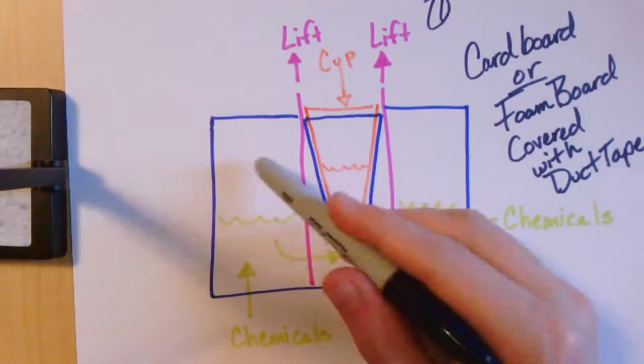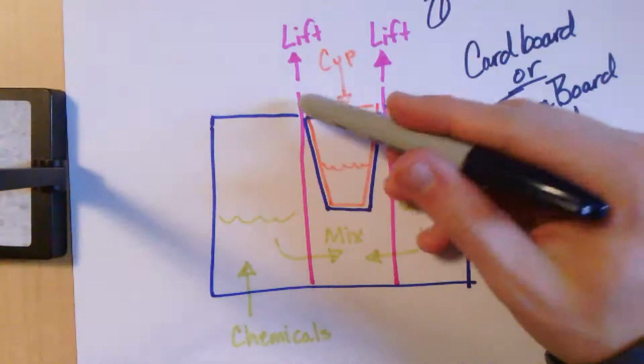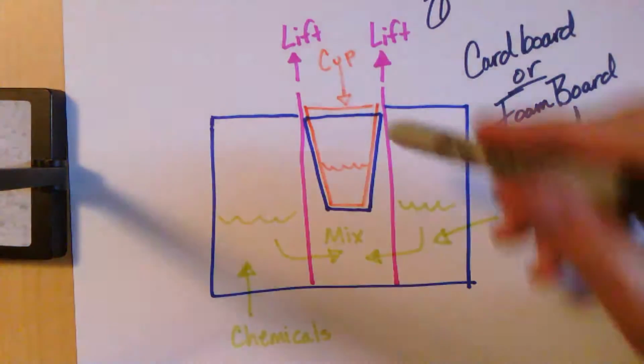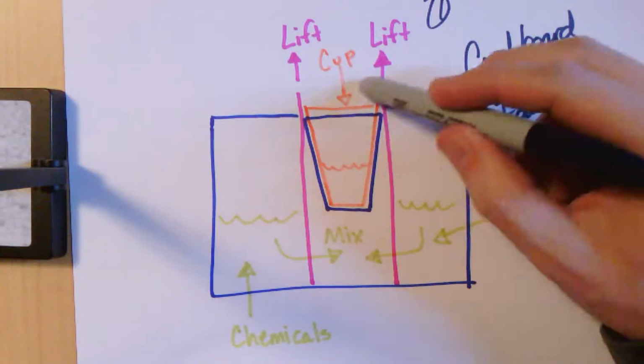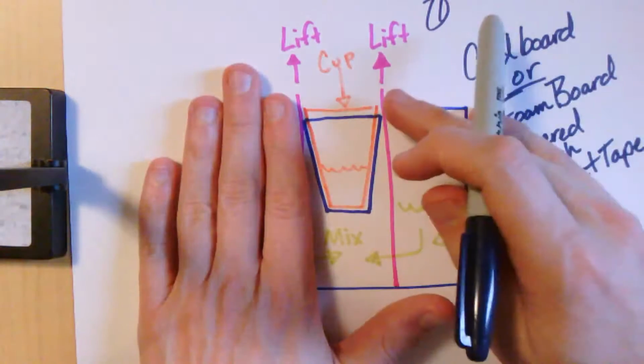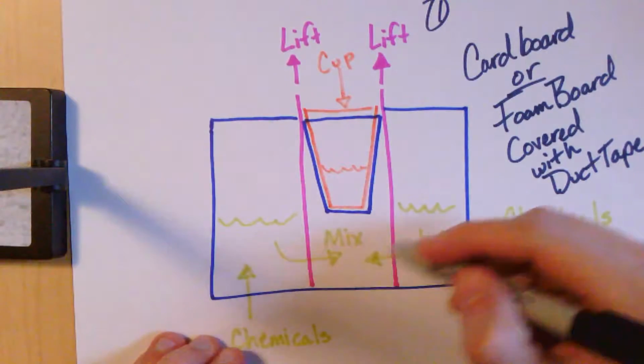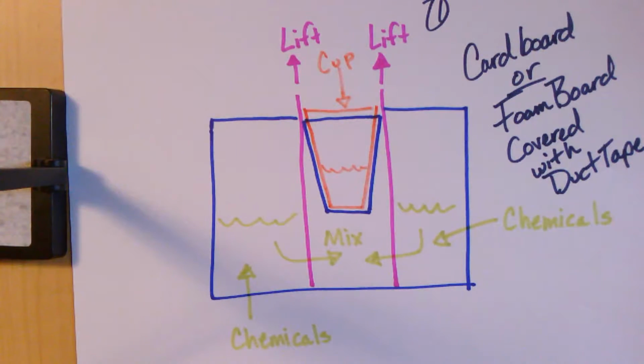You build this out of cardboard or foam board covered with duct tape in order to keep it waterproof. You put 2 sliding lift gates right here. You put the cup of your water in right here. You mix up the chemicals. You pour them in. You keep them separate. And then when it's time to turn on the device, you lift these up. And the chemicals come in and they mix. And the chemical reaction occurs. And it cools off the water 10 degrees Celsius within 5 minutes. And you created something really, really cool. So there you go. That's the project.